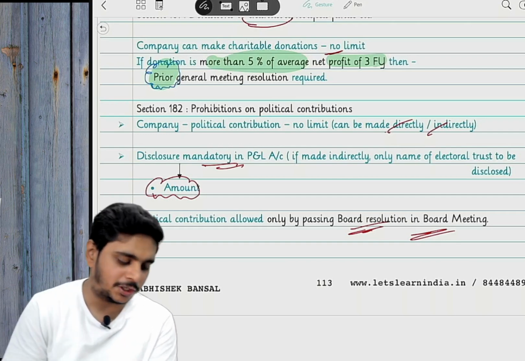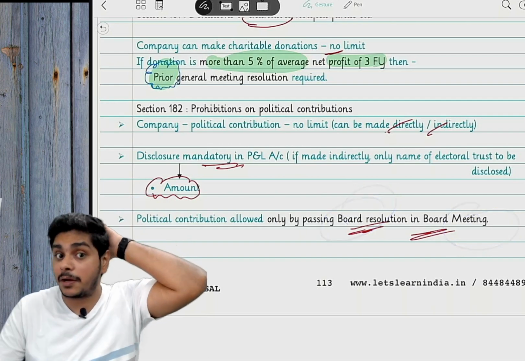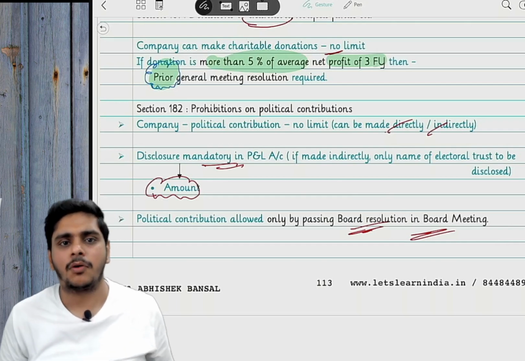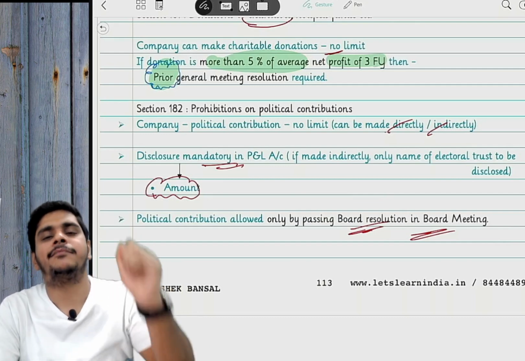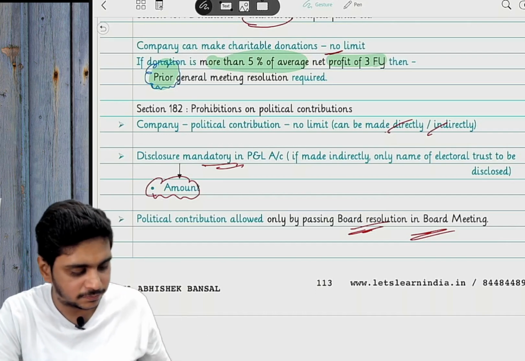It can be done only by passing a board resolution in a board meeting. You remember 179, powers of board. Political contribution is one of the powers exercised by board resolution in the board meeting. That means it can't be done by circulation.